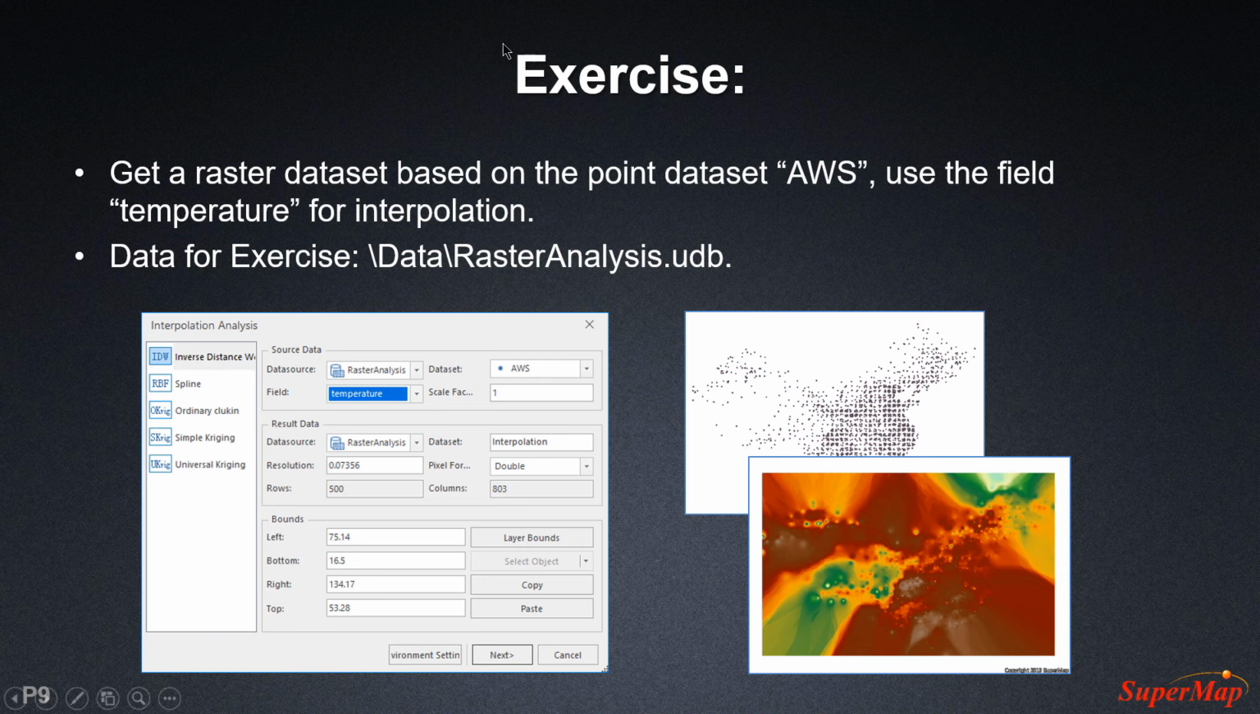Right. So what are we going to do in this exercise? We're going to get a raster dataset based on the point dataset called AWS.